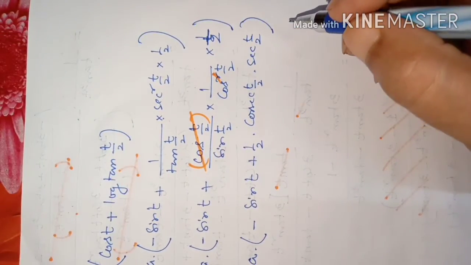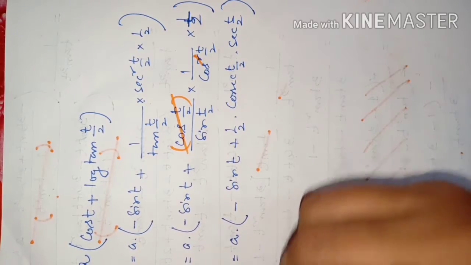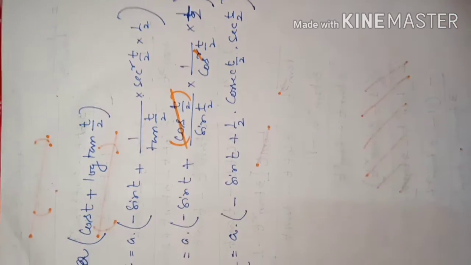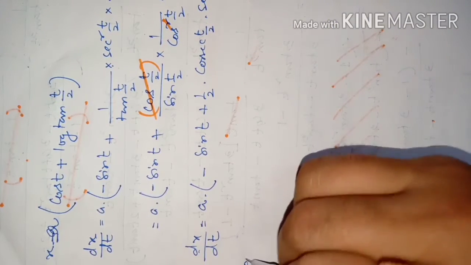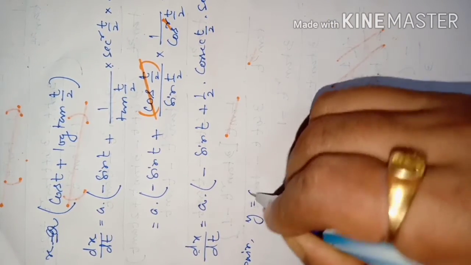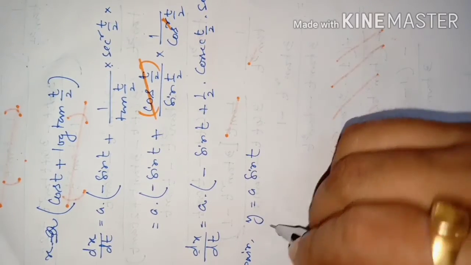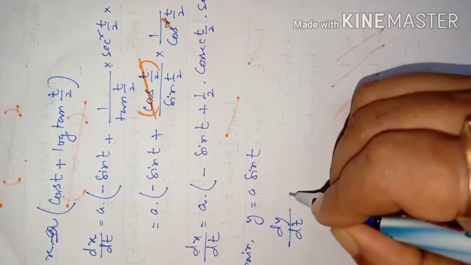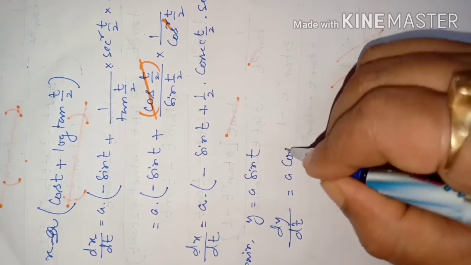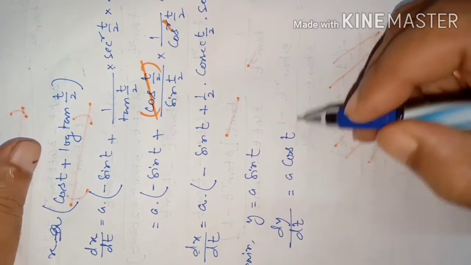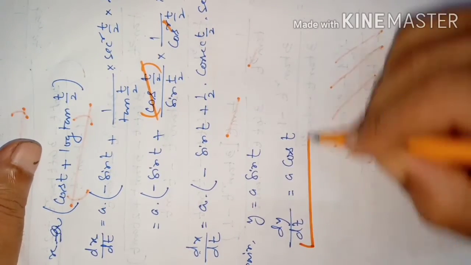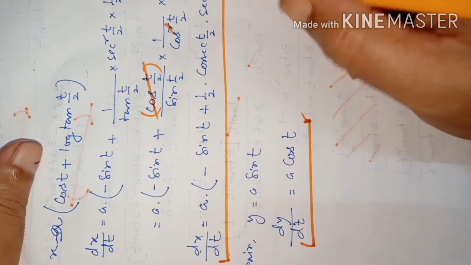This is dx by dt. Now let us find out dy by dt. y is given as y equal to a sin t. Simple one is given. So again y is equal to a sin t, then dy by dt is equal to a cos t. Okay? That is sin t, its derivative is cos t.